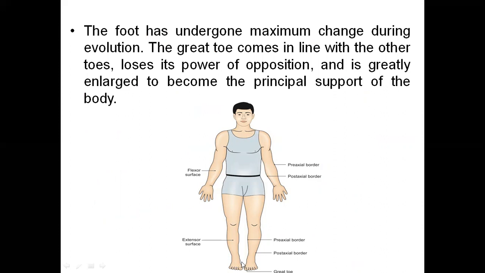If you just look at your own feet, the great toe is in line with the remaining four toes, whereas the thumb, as we have seen, is in opposition. Opposition movement in the hand was quite important for the thumb for the purpose of gripping and holding.